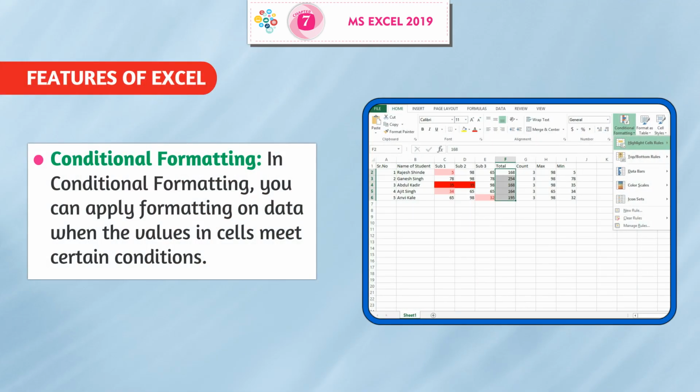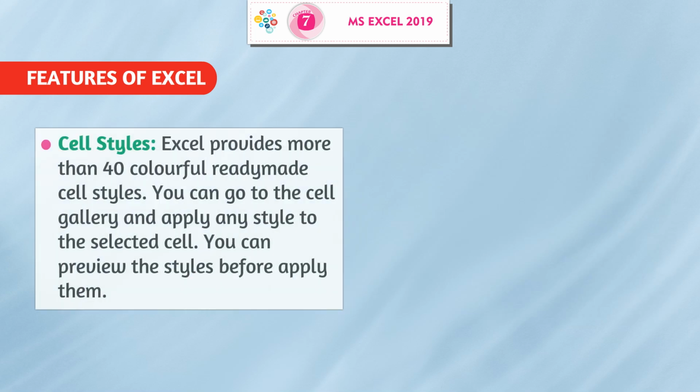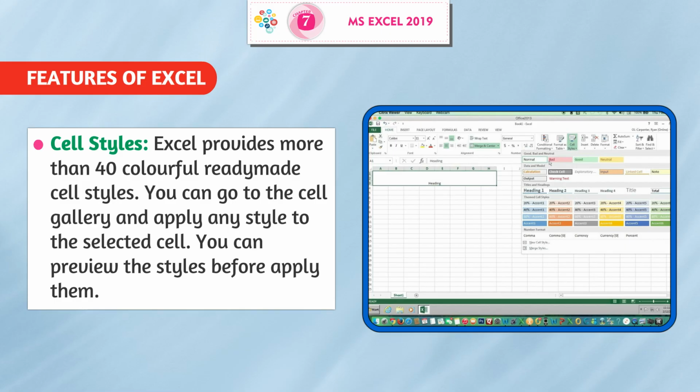Features of Excel. Conditional formatting. In conditional formatting, you can apply formatting on data when the values in cells meet certain conditions. Sparklines. Sparklines are the tiny charts which are so small that they can fit within a worksheet cell. Cell styles. Excel provides more than 40 colorful, ready-made cell styles. You can go to the cell gallery and apply any style to the selected cell. You can preview the styles before applying them.